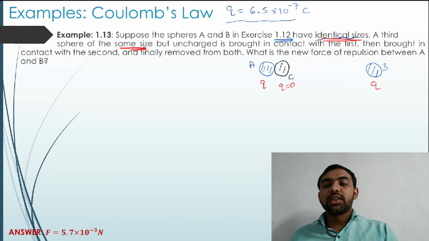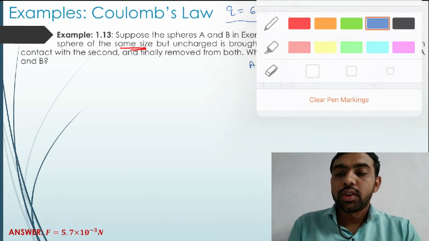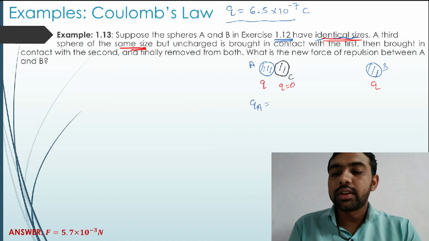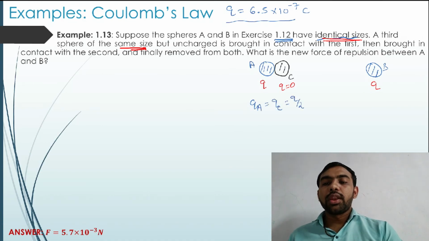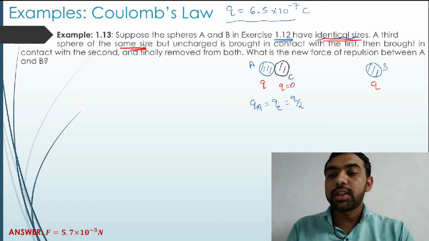So here, what is the total charge on A and C? Total charge Q. So this becomes half and half. See, so here QA is equal to QC, which becomes Q by 2. Now this C comes in contact with B. C comes in contact with B. So what happened in this case?